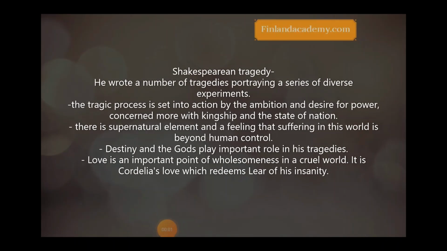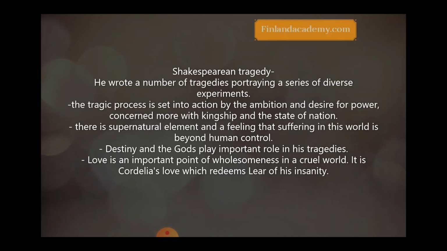Now if we study Shakespearean tragedy, Shakespeare's tragedies are considered to be the best known of all his plays. He wrote a number of tragedies portraying a series of diverse experiments. We see that the tragic process in his plays is set into action by ambition and the desire for power. Tragedies of Shakespeare are concerned more with kingship and the state of the nation.